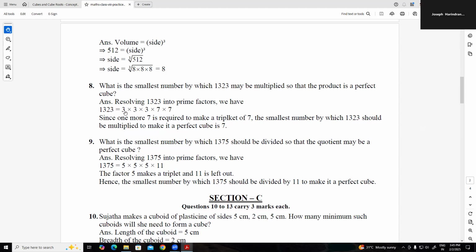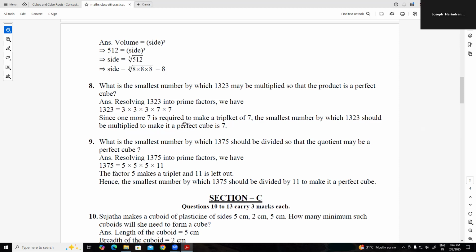Two means it's a pair. There are 2 factors. You find 7 and 7, they form a pair. There are only 2. But 3 has a triplet, so it's a perfect cube already. So that 3 is already there, but one 7 is missing. If you multiply by 1 more 7, it becomes a perfect cube, isn't it? That's all.